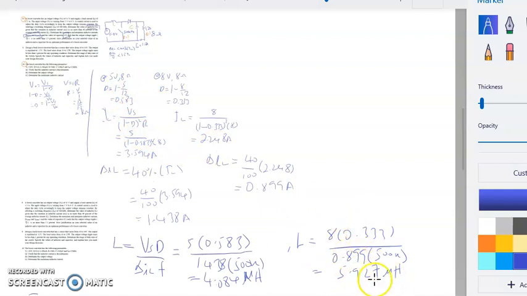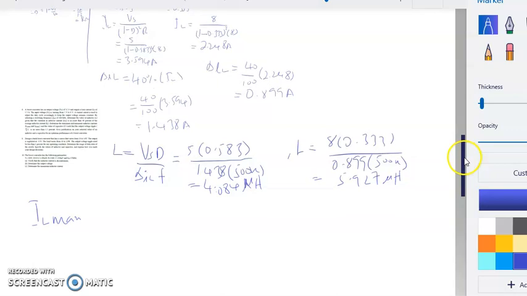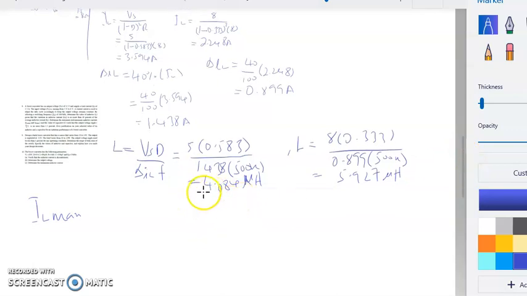Later on we shall choose which one is better for our converter, because only one inductor will be placed on the converter. So which value is most preferable? L equals Vs times D divided by delta IL times F. For 5 volt, 5 times duty cycle of 0.583 divided by the delta IL here, which is 1.438, times frequency of 500 kilohertz, we get our required inductance of 4.084.